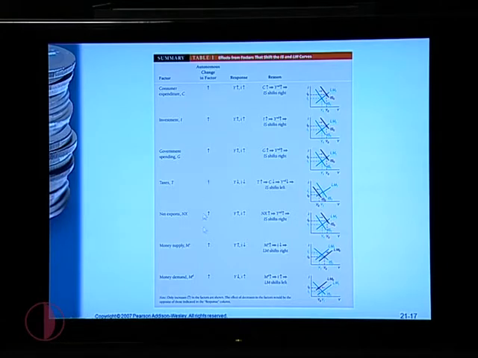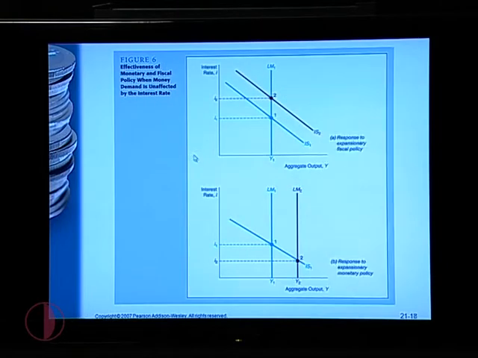And so on. This is just the summary of it. You can check it. Effectiveness of monetary and fiscal policy when money demand is unaffected by the interest rate. Interest rate here is plotted against aggregate output in response to expansionary fiscal policy.